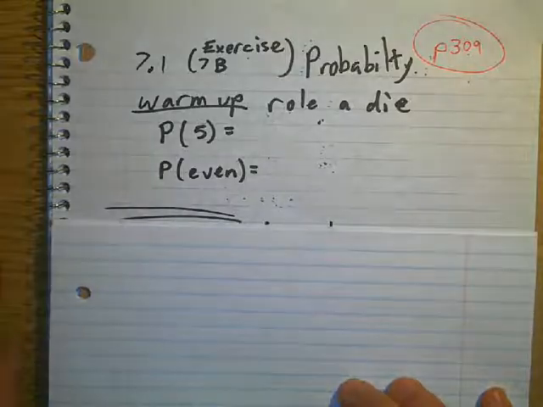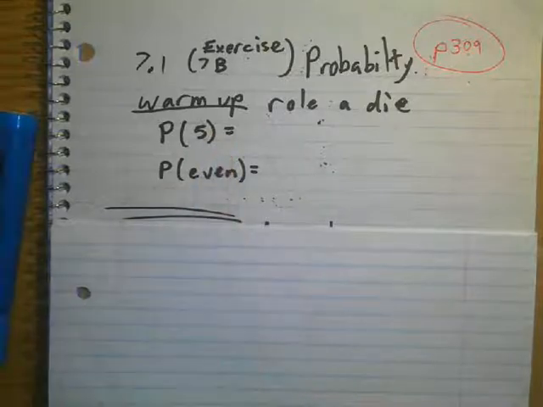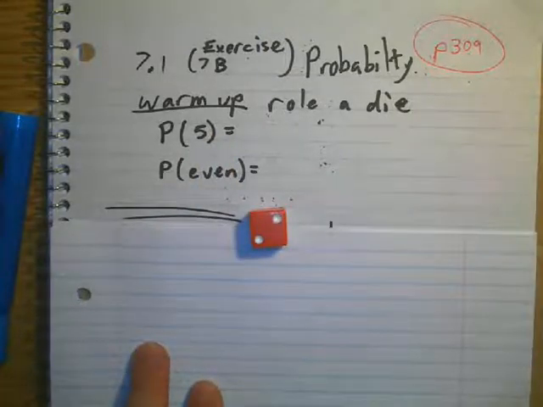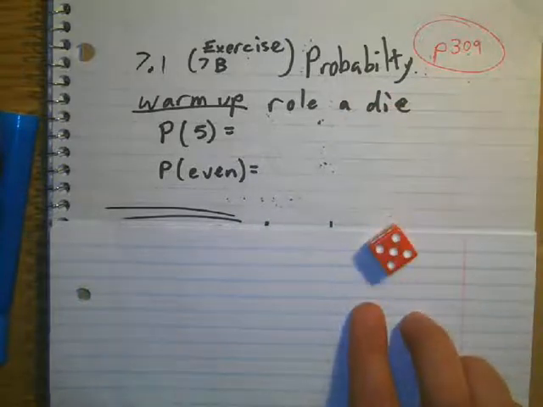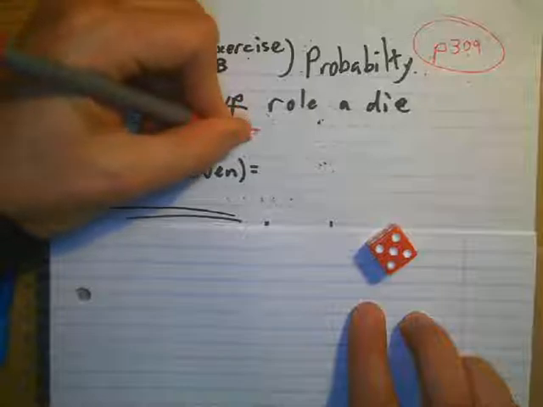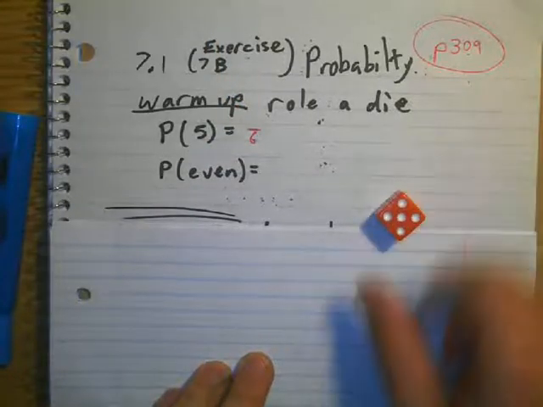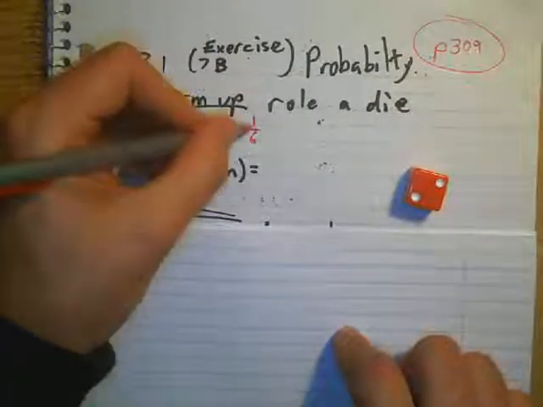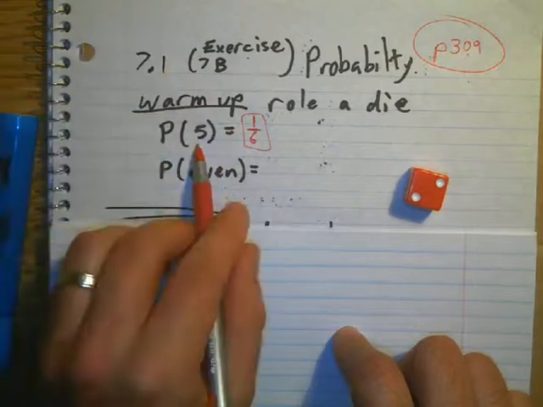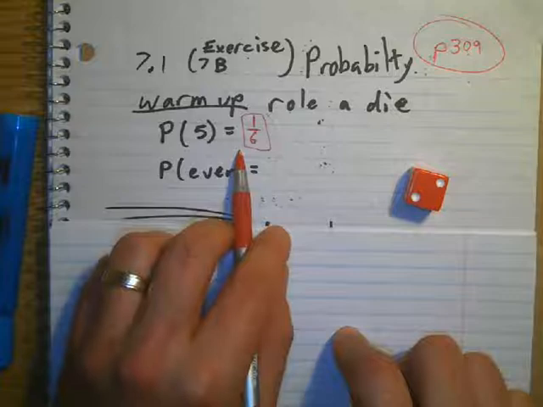Okay, if I have a die and I roll my die, what is the probability that we're going to get a 5? Has everybody seen a die before? How many sides are there? You are correct, there are 6 sides. So my denominator is 6. How many sides have the number 5 on them? Just one of them. So I have a 1/6 chance that I'm going to get a 5. Remember from our notes, it has to be a number greater than 0 and less than 1.